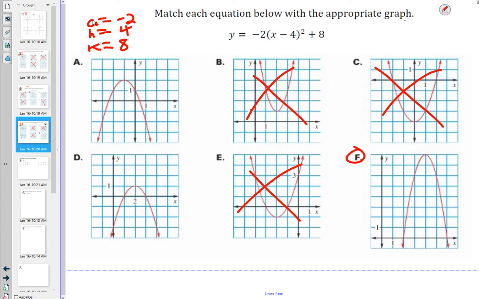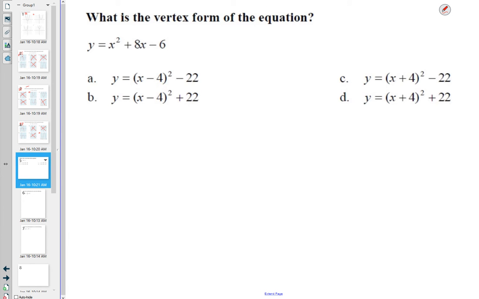Okay. This next one was 53%. So 8 people got it right, 7 people got it wrong. What is the vertex form of the equation? In order to identify the vertex form of the equation, I need A, H, and K. Which one transfers over? A. So if A here is 1, A there is 1. But what form is this currently in? Standard. So here this is A, B, C. A is 1, B is 8, C is -6.